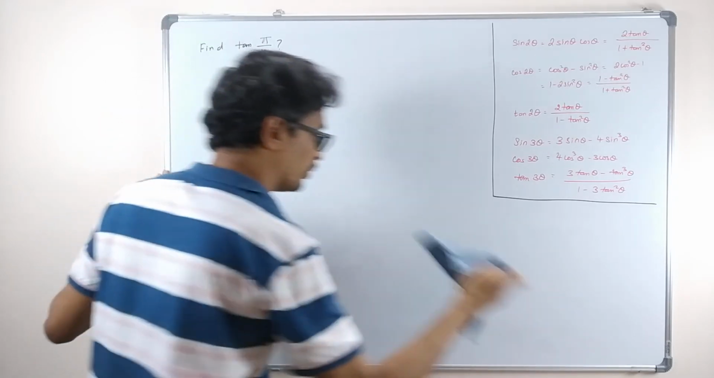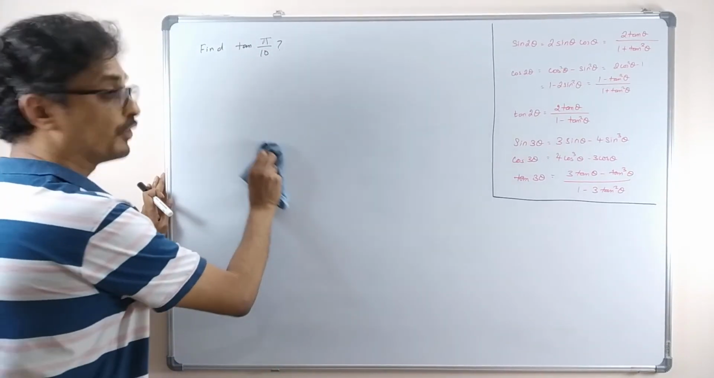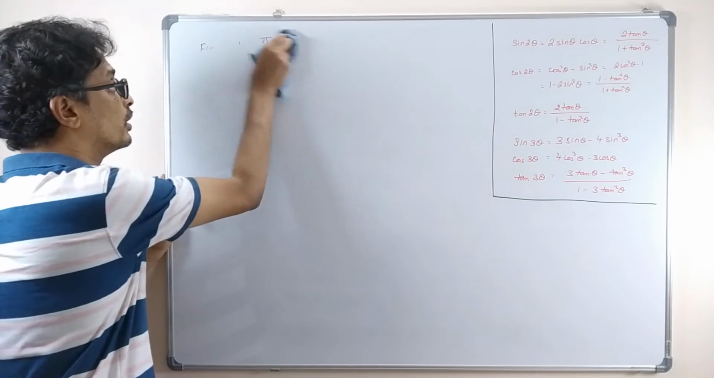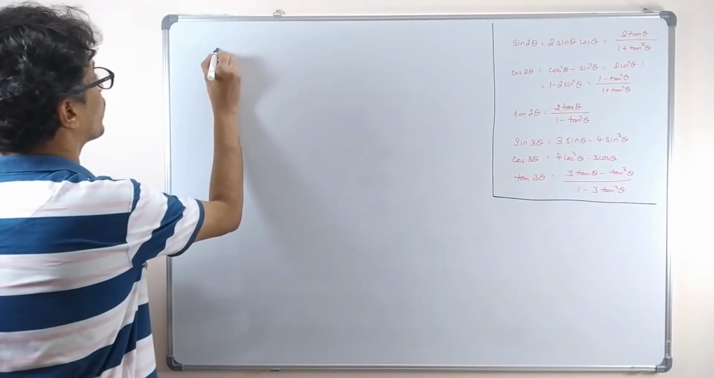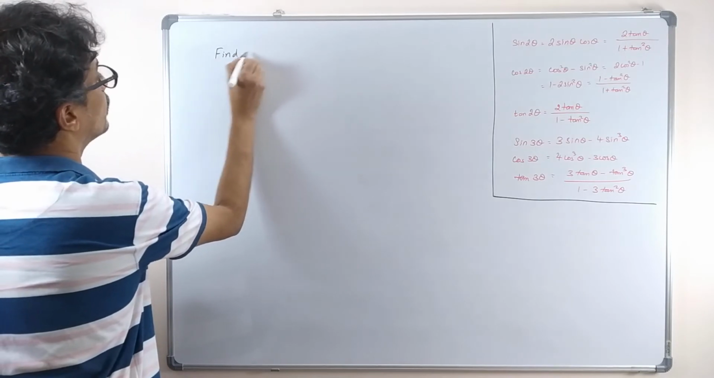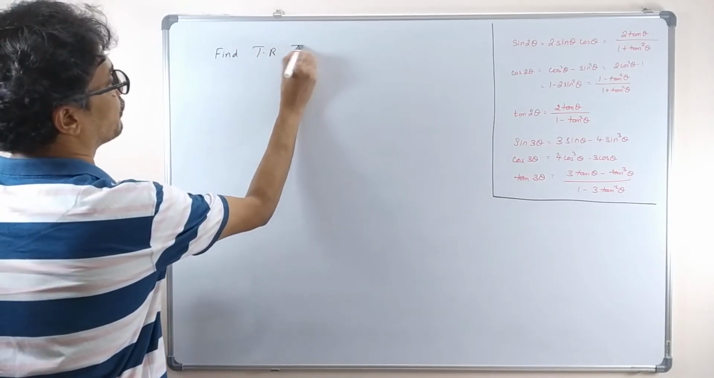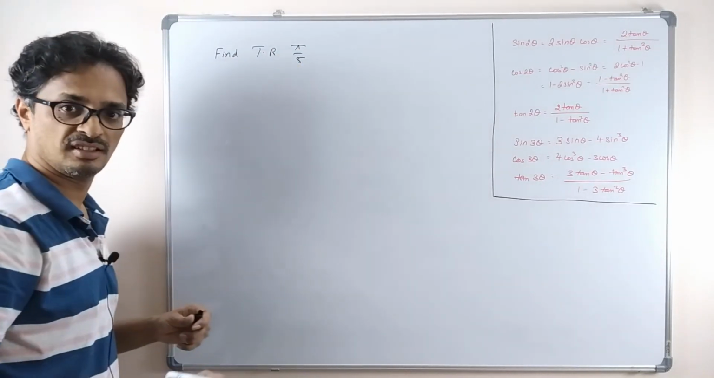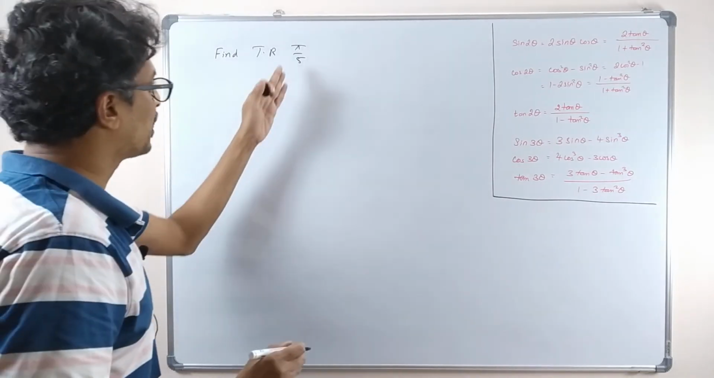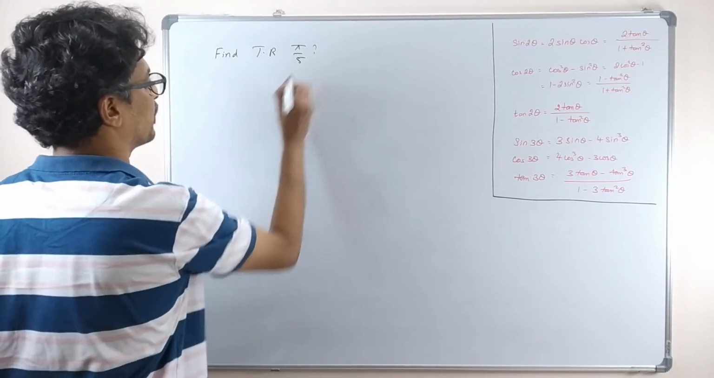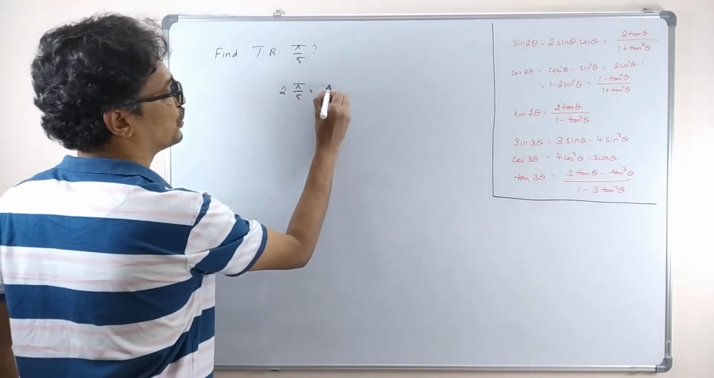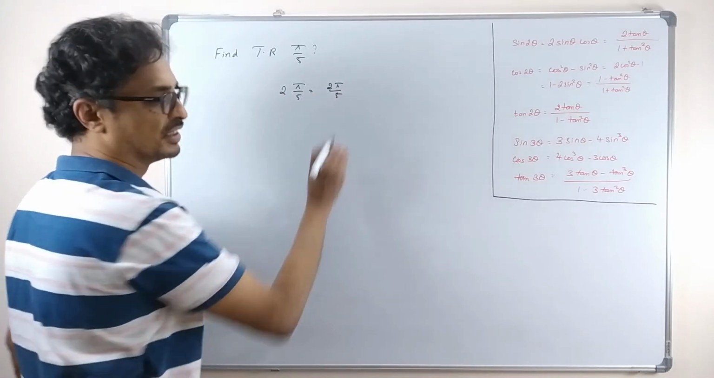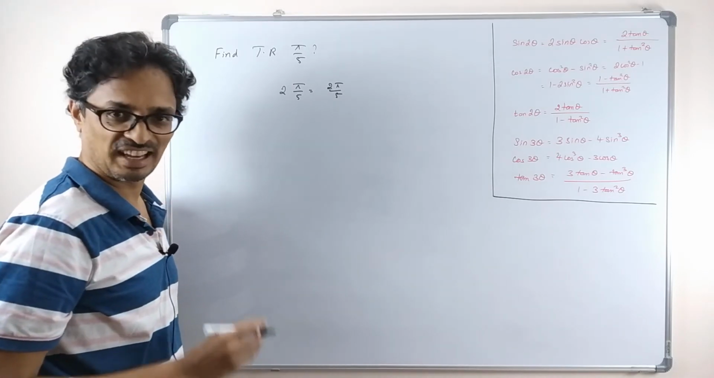So if I ask you to find the trigonometric ratios of another angle, pi by 5, for example. You can't do this directly, because what will you find? 2 into pi by 5 equals 2 pi by 5. So this is not a standard angle. You can't do that one.